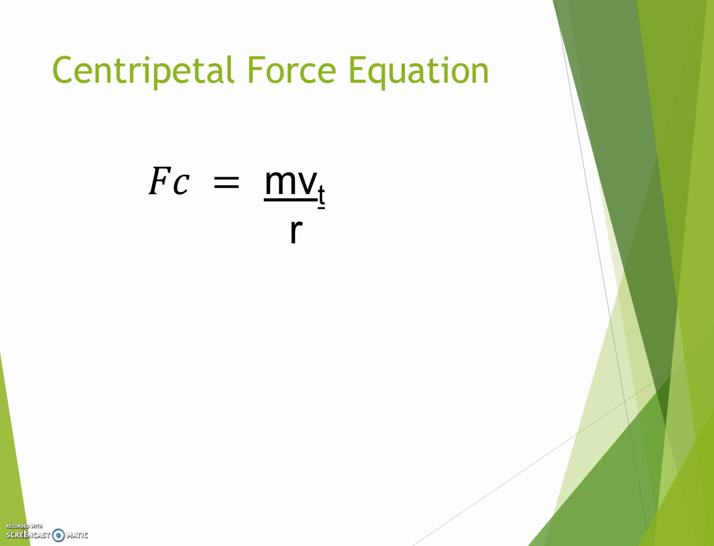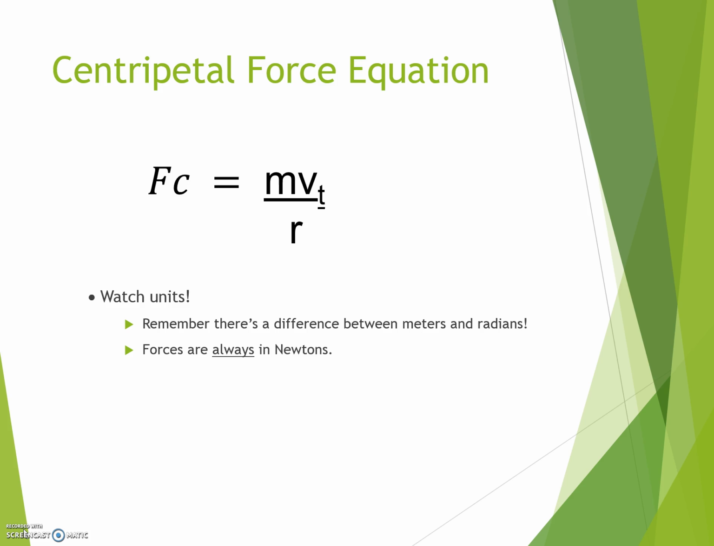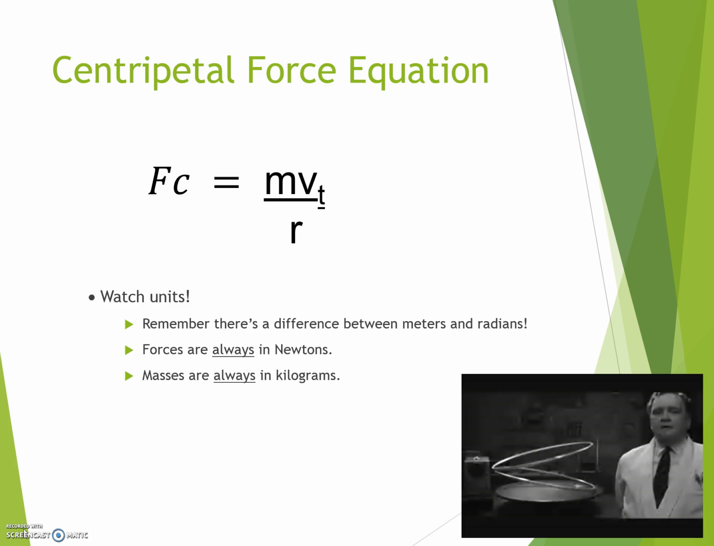To calculate centripetal force, we're going to use the following equation. We need to make sure we watch our units, and we remember there's a difference between meters and radians. Forces are always in newtons, and mass is always in kilograms. So our equation for calculating centripetal force will be the mass times the tangential velocity divided by the radius of the circle.